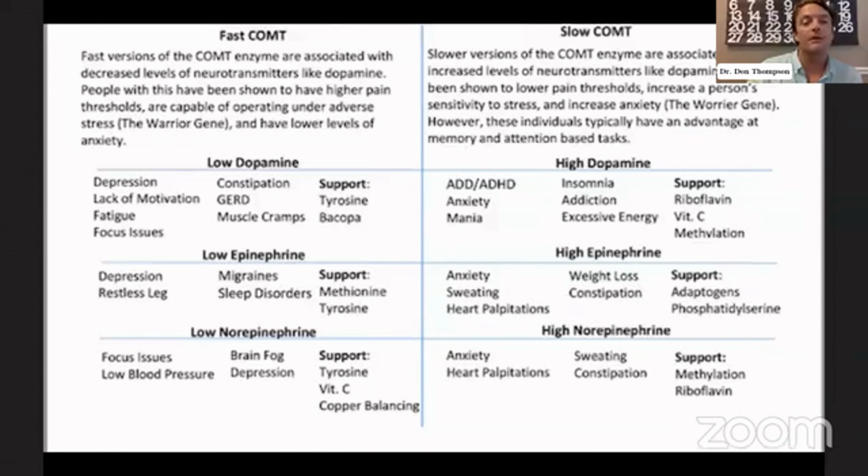Again, here we go. Same thing that we talked about before. Things that we can do: depression, lack of motivation, fatigue, focus issues, restless leg. I'll give you a trick for restless leg. I've had really good luck with it. But it's not high dose, it's actually low dose, like an electrolyte form. In that electrolyte form, it actually calms the nervous system.